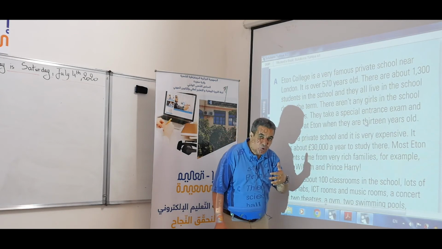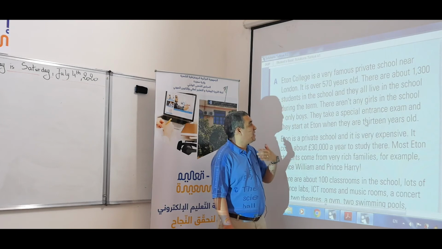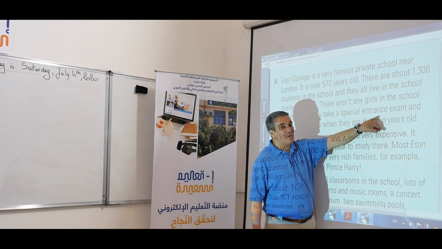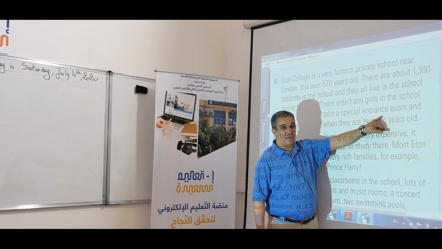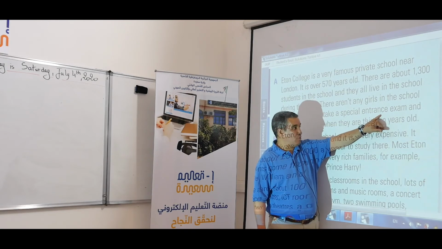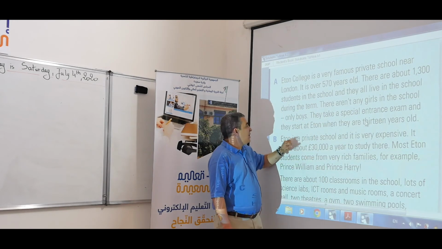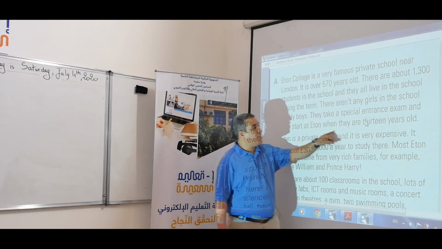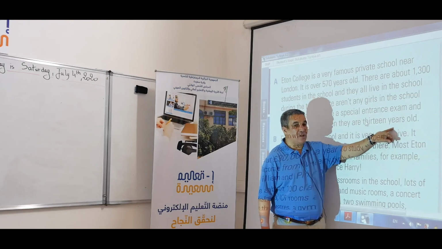So what kind of school is Eton College? It's only for boys. So they take a special entrance exam. British students, when they want to enroll at this school, have to take an entrance exam. And they start at Eton when they are 13 years old.